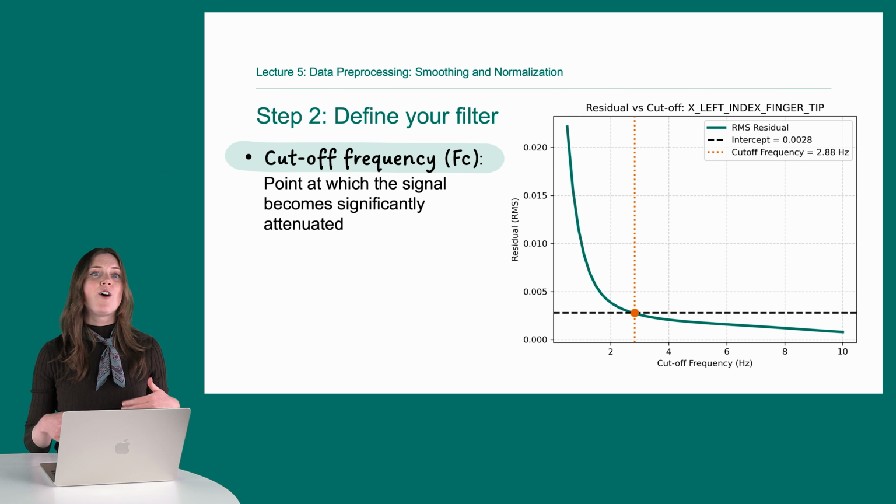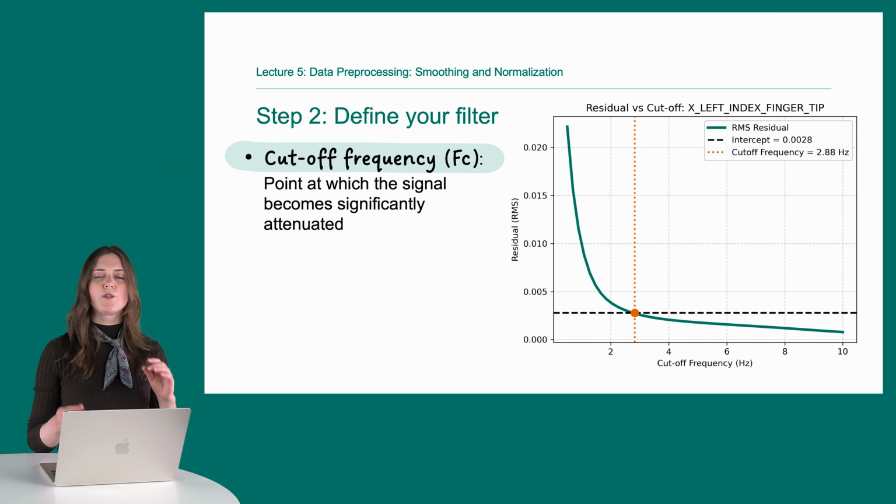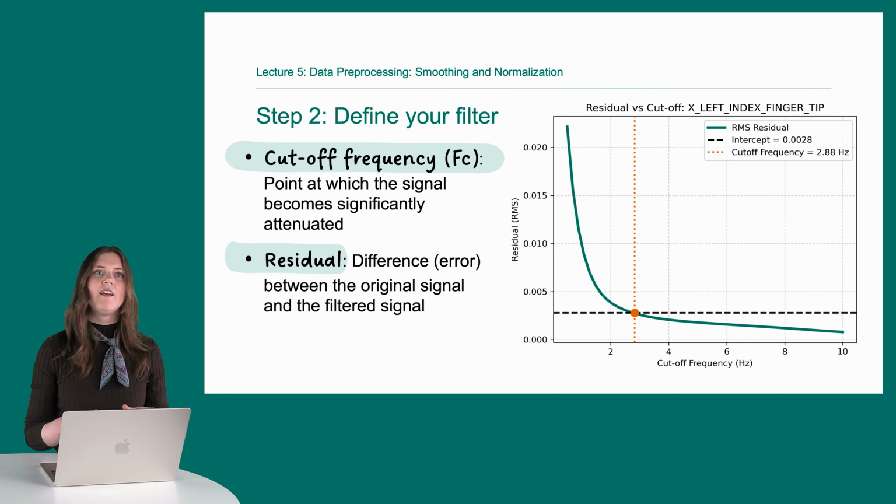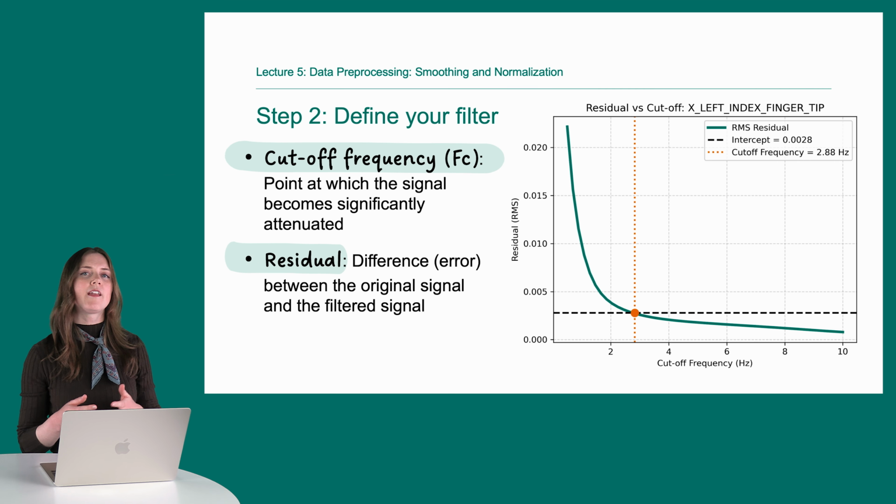To do this, we'll try out many candidate cutoff frequencies and plot the results. In this plot, you see a continuous range of cutoff frequencies between 0 and 10 Hz on the x-axis. And on the y-axis, we're plotting the residual. Residual means the difference between our original signal and our filtered signal.